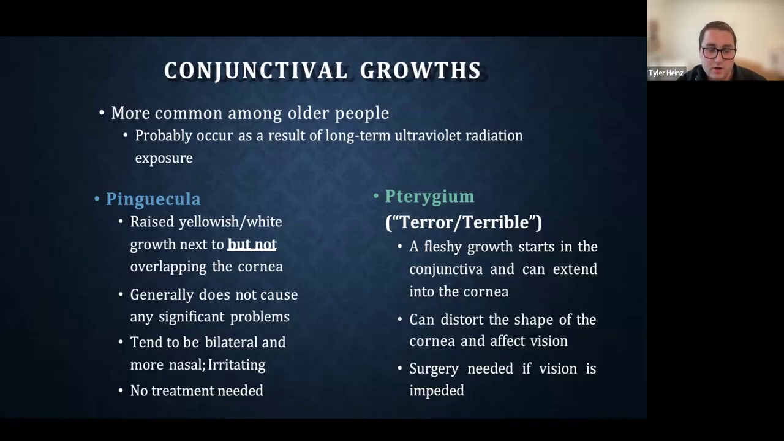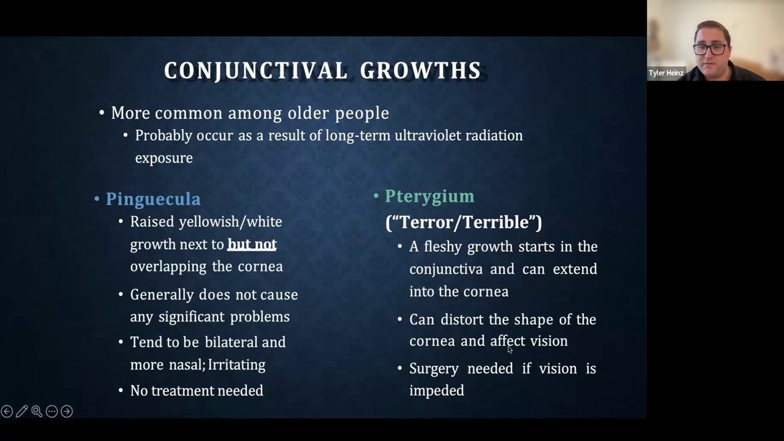The way that they are described sometimes may be similar, a fleshy, yellowish, whitish kind of growth, but the distinction is where they are. So the pinguecula, remember, will never be on the cornea. Pterygium does extend onto the cornea. So once it starts extending on the cornea, that's when we start to say it is a pterygium.